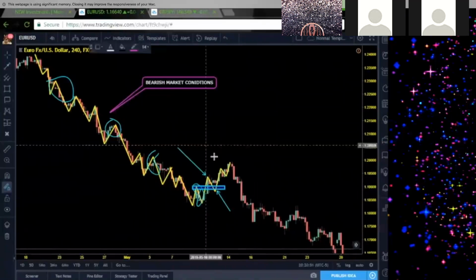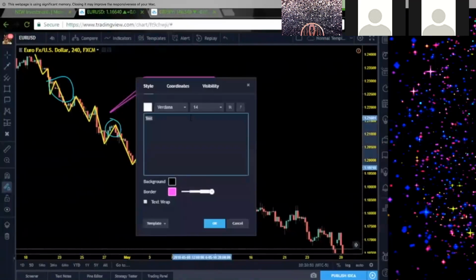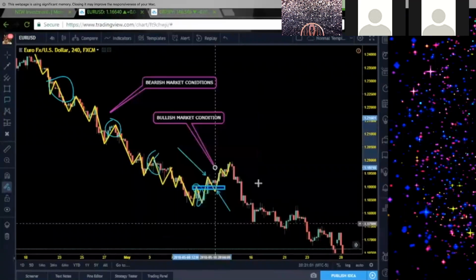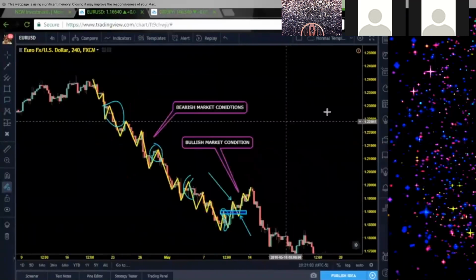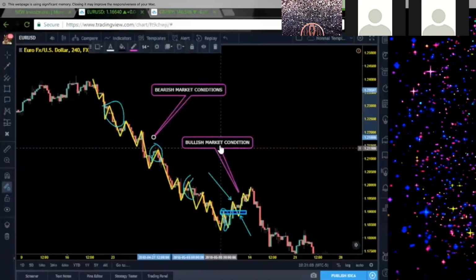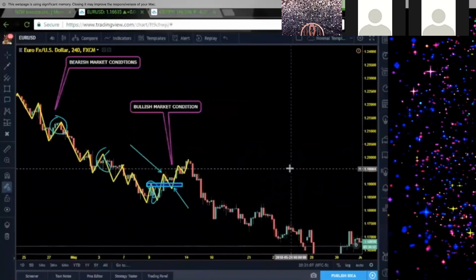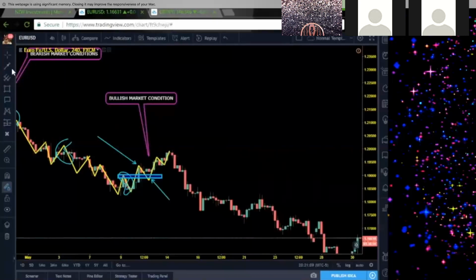So here's a bullish market condition. I did not spell bullish correctly. There we go. Awesome. All right. So, guys, here are two examples in front of you. We have a bearish market, we have a bullish market. And guess what's going to happen here? Guess what's going to happen here? We're going to break.